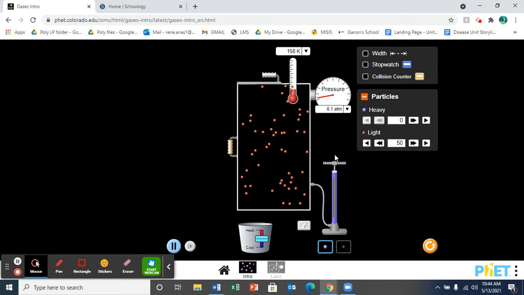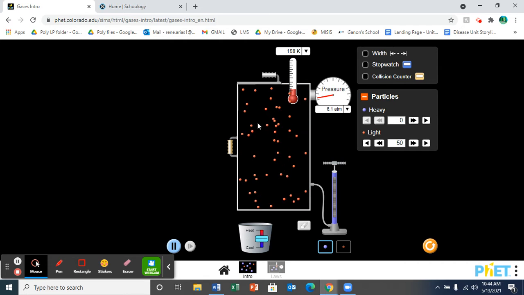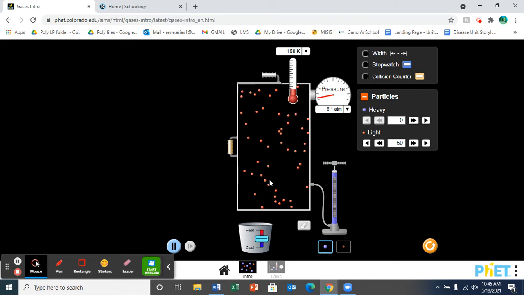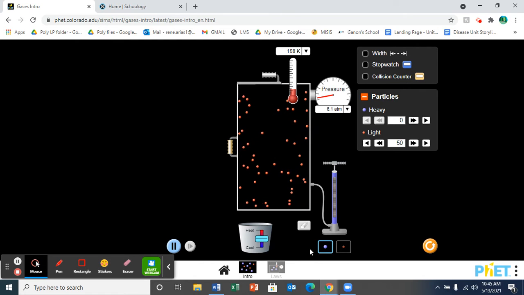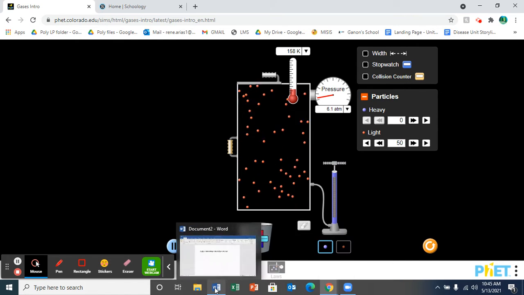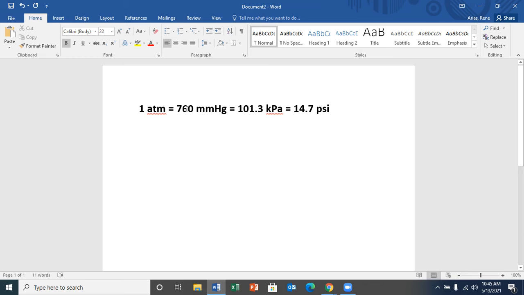Okay, so those are some of the main components of the kinetic molecular theory. It basically states that gas particles have kinetic energy, which allows them to be constantly moving in a random motion, and those collisions correspond to an amount of pressure. Okay, then you're also going to have problems on conversions. So these are the main components you're going to use for conversions here.